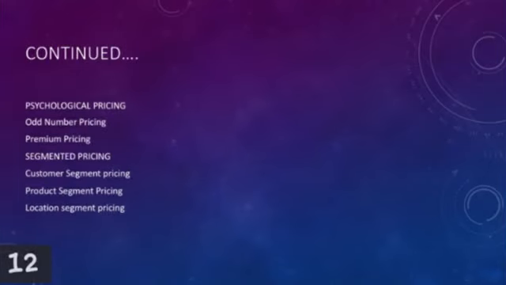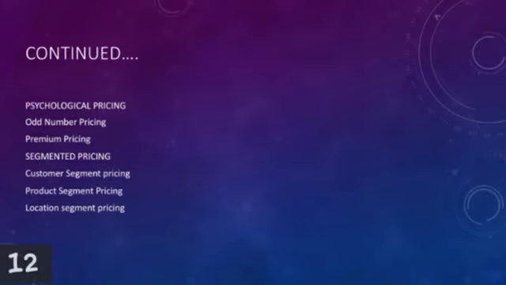The next one is psychological pricing. In psychological pricing strategies, we take into consideration the psychology of customer and not simply economics. An example of it is odd number pricing. For example, you price a product at 99 instead of 100, as customer perceives the price to be two digit rather than a three digit number. So psychologically he feels that the product is not that costly.